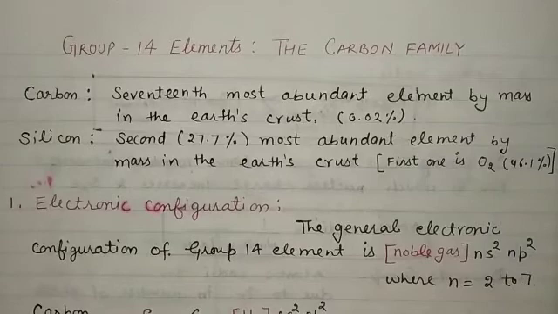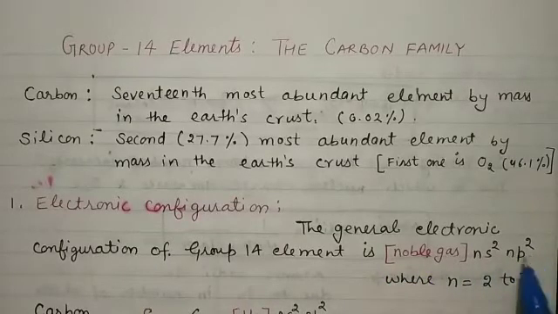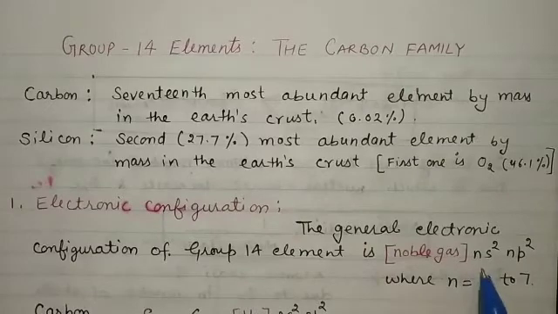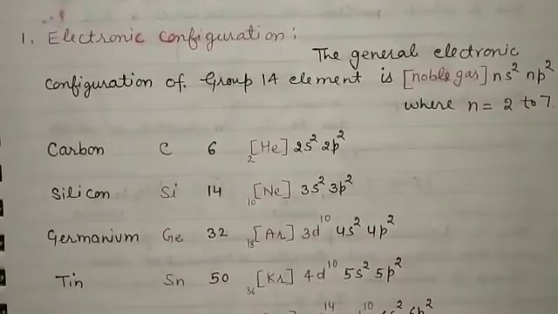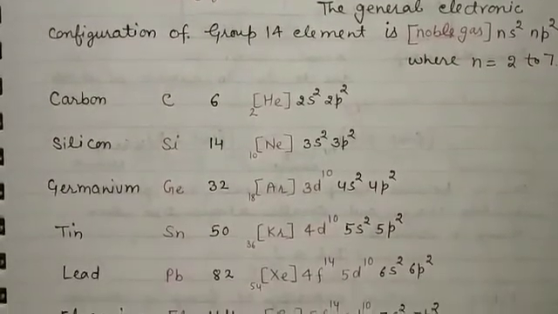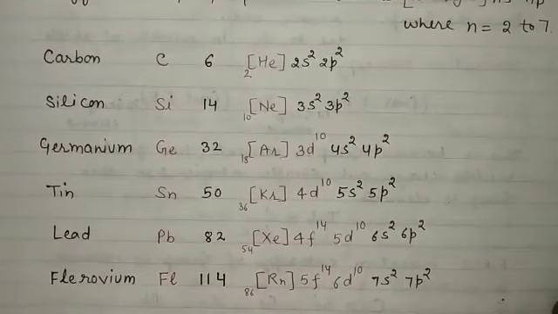So first of all we have to understand the electronic configuration of the elements which belong to the carbon family. The general electronic configuration for group 14 elements is noble gas ns2 np2. Here n varies from 2 to 7. So the very first element is carbon.